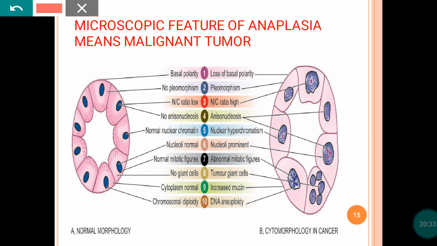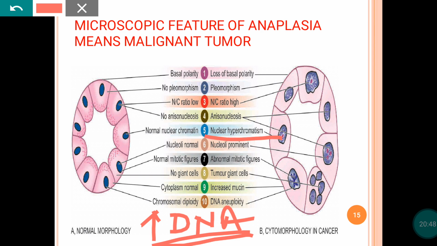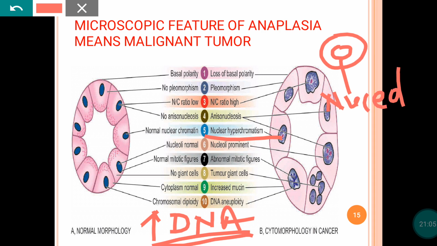Now, very important point. In the malignancy, the cells are rapidly dividing. So there will be increased DNA in the nucleus. The DNA will be increased. So this nucleus will be stained very dark. That is known as nuclear hyperchromatism. That is present only in malignancy. Now, sometimes what happens in the malignant tumor? Sometimes you can see the unstained portion in the center of the nucleus. That is known as nucleoli. This nucleoli is present only in the malignant tumor.